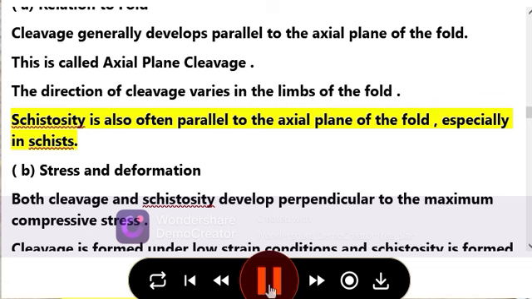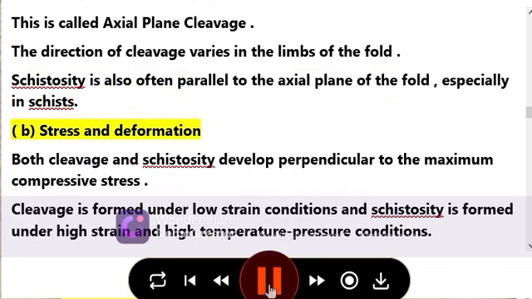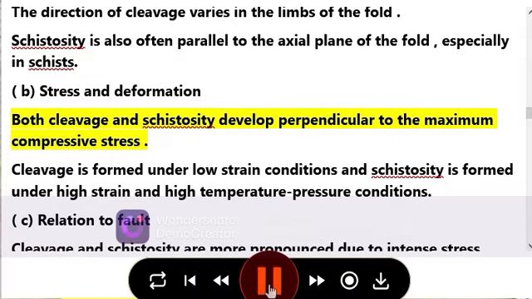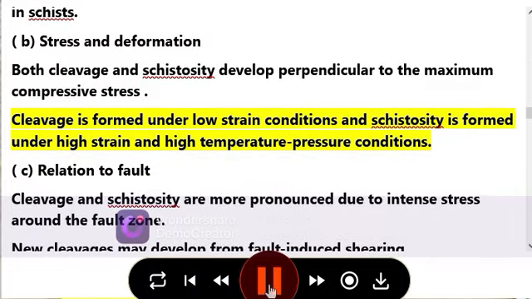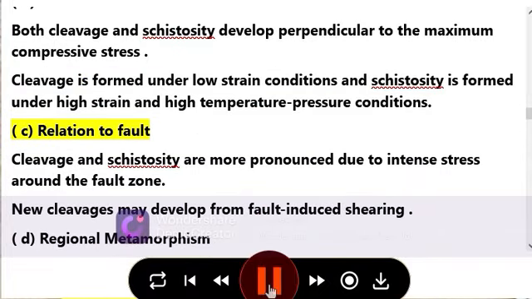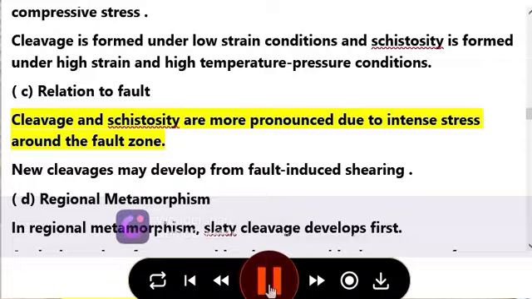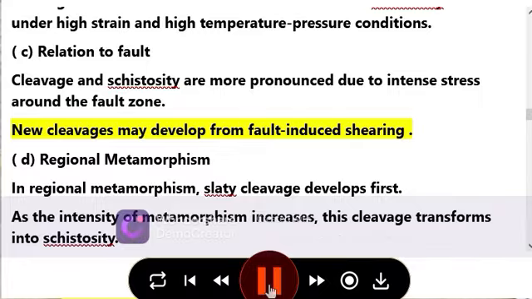Schistosity is also often parallel to the axial plane of the fold, especially in schists. B. Stress and deformation. Both cleavage and schistosity develop perpendicular to the maximum compressive stress. Cleavage is formed under low strain conditions and schistosity is formed under high strain and high temperature pressure conditions. C. Relation to fault. Cleavage and schistosity are more pronounced due to intense stress around the fault zone.